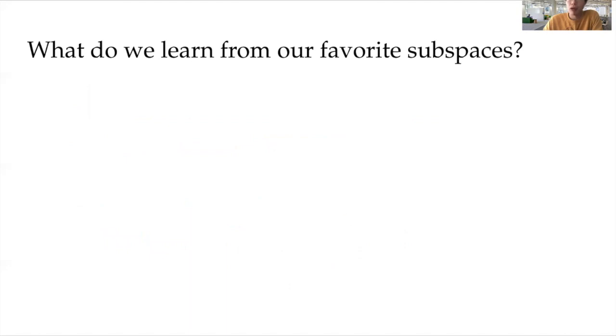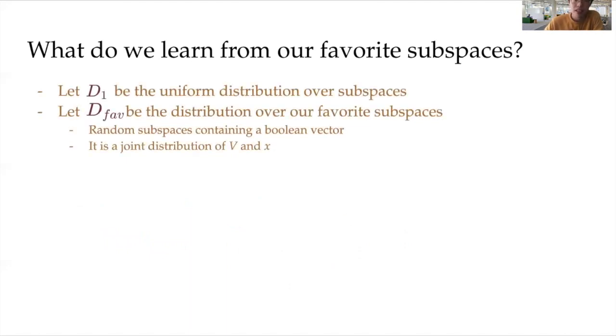Now let me explain what I mean by learning. Let's consider two distributions here. Let D1 be the uniform distribution over subspaces. So here, D1 is just a distribution that we want to construct pseudo expectation for. And let D2 be the distribution over our favorite subspaces. So in this case, this is just random subspaces containing a Boolean vector. And we can also think of it as a joint distribution of random subspaces V and Boolean vector X.